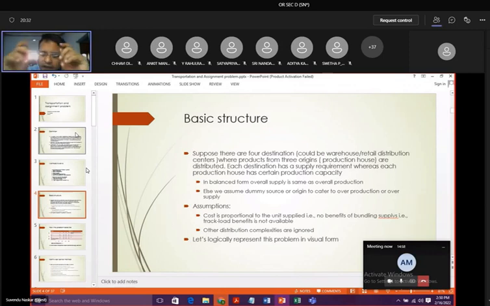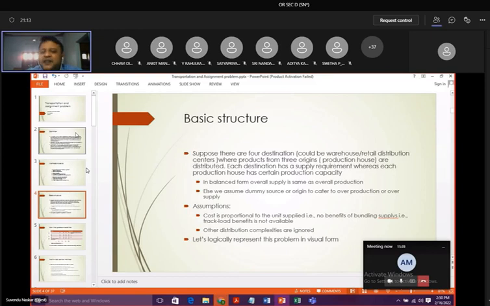As I was saying, the destination will have some constraint, as well as the production house or the source will have some constraint. In the balanced form of the transportation problem, the net supply is the same as the net production, or the net demand is the same as the net supply. Okay, remember that that's a balanced problem. The key thing is it is not about entity to entity, because they will not match. Else we will add a dummy source if it is not balanced.